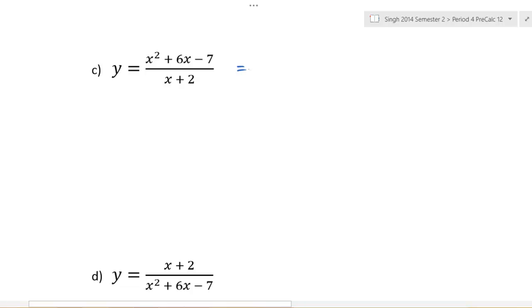X squared plus 6x minus 7. So the two factors I'm going to get, two numbers that multiply to give me negative 7, add to give me 6. 7 and negative 1. So x plus 7, x minus 1. At the bottom I have x plus 2. First step done. Next step, identify non-permissible values. So I'm going to say non-permissible at x equals negative 2.